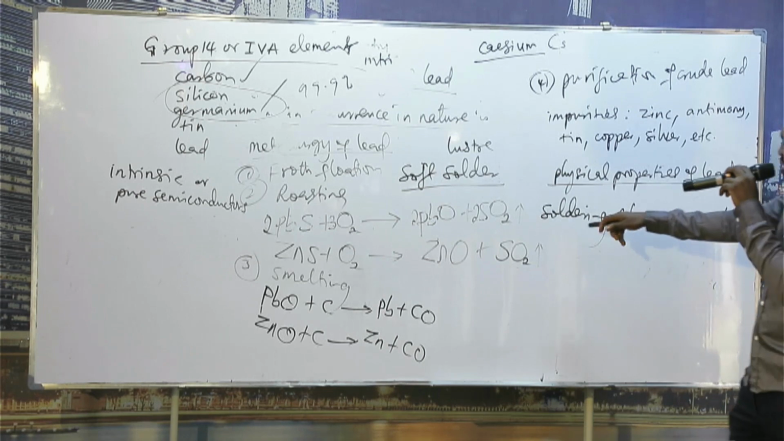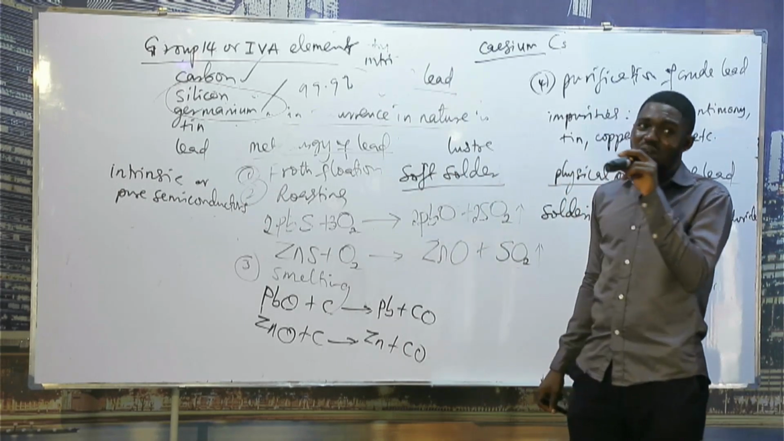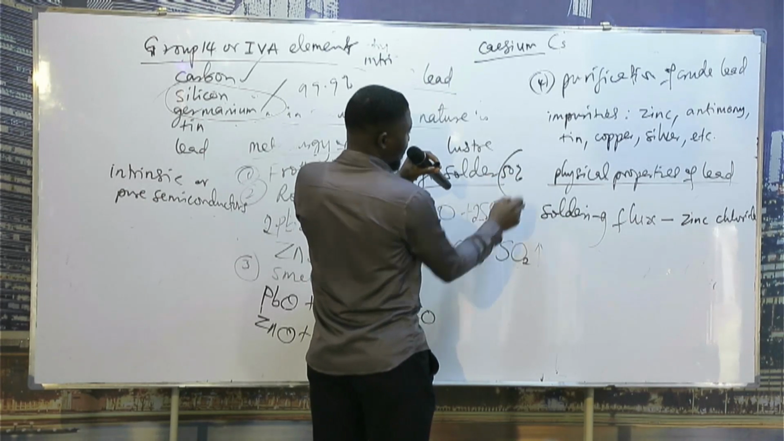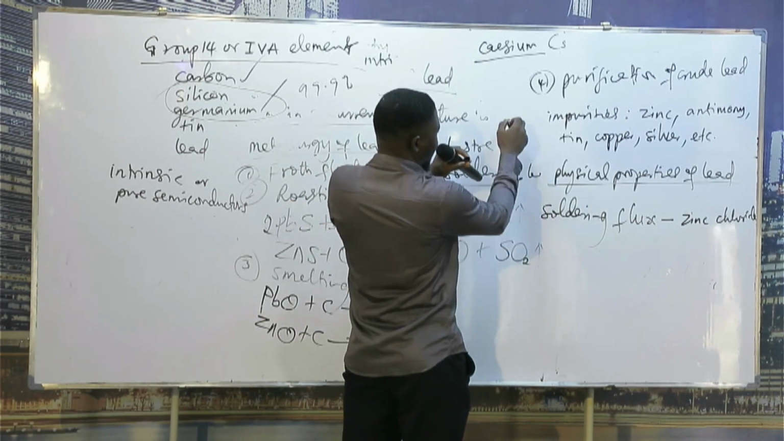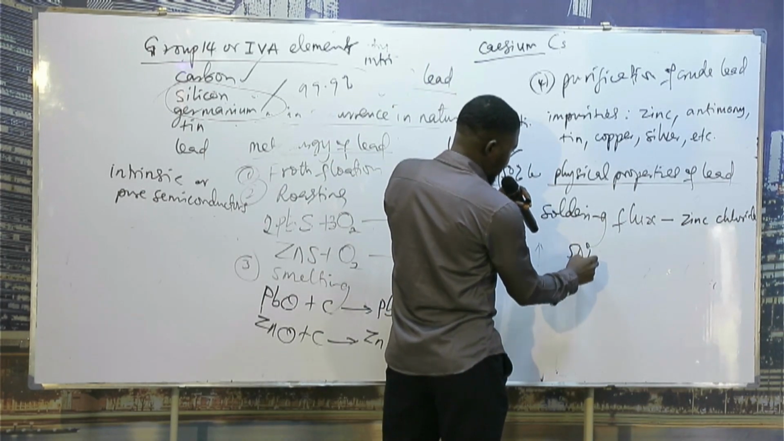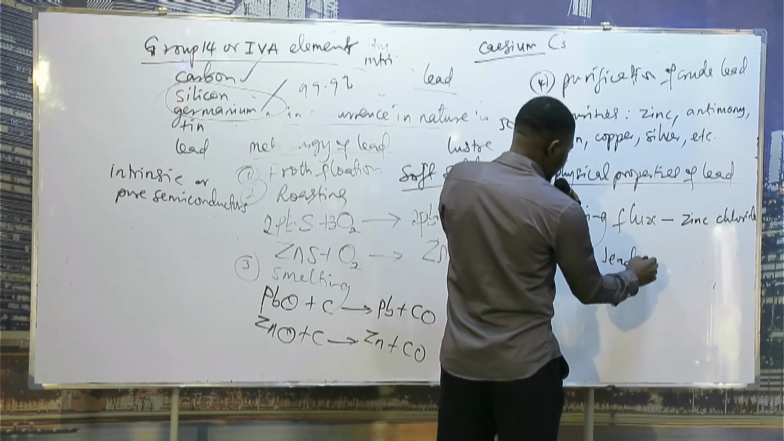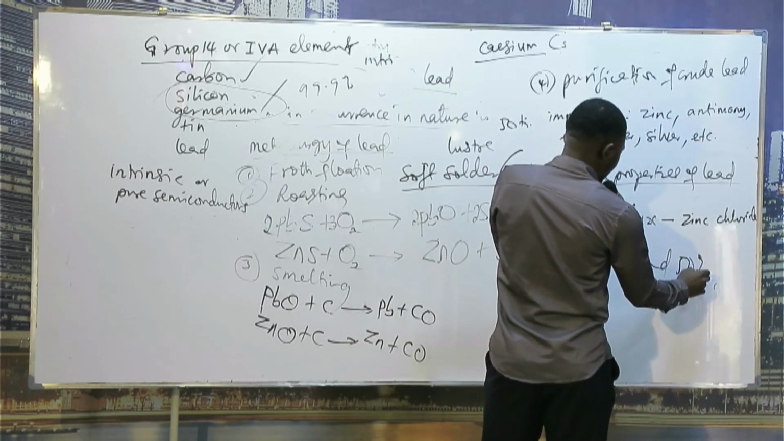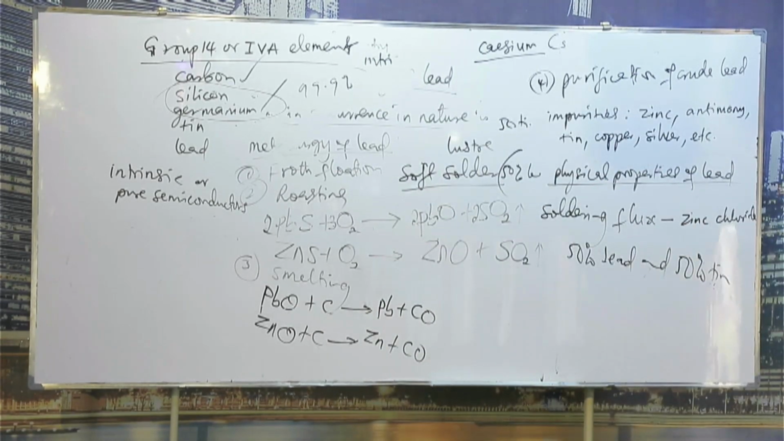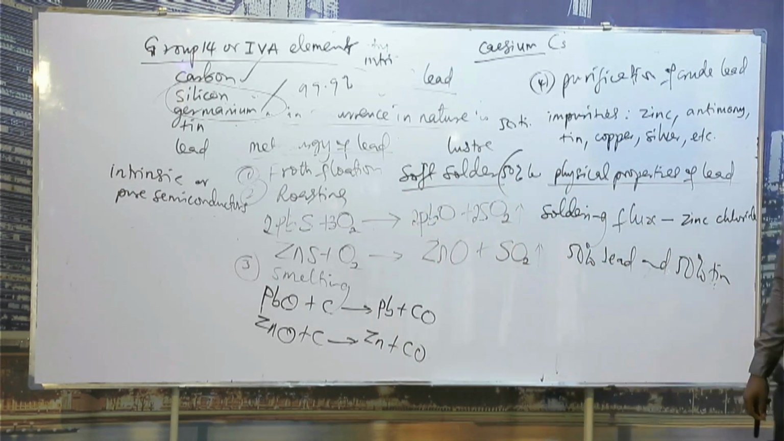Okay? So now, soft solder is an alloy of what and what? What and what make up soft solder? Alloy of what? 50% lead and 50% what? Tin. Alloy of 50% lead and 50% tin. That is normal soft solder. Though there are various types of solder anyway. So this is called soft solder for soldering electrical components.